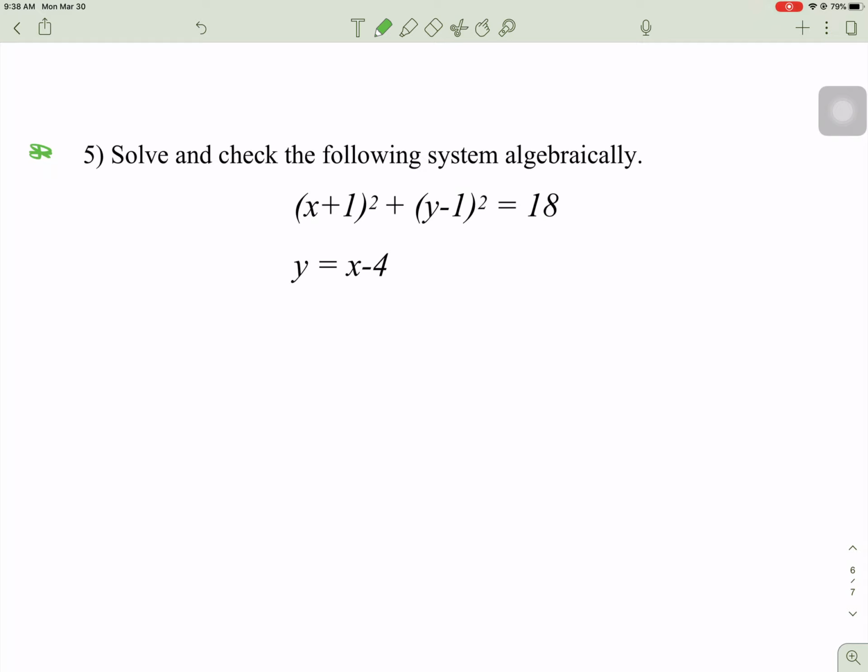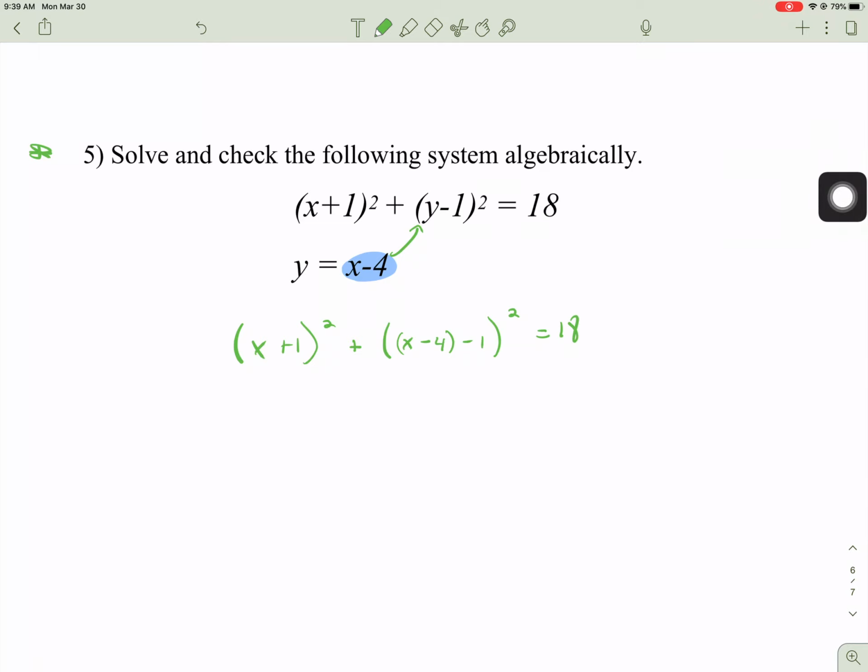So what am I going to use here, substitution or elimination? Well, I see y equals, so you should be thinking substitution. What does y equal? x minus 4. So wherever we see a y, we should put x minus 4. So we get (x plus 1) squared plus (x minus 4 minus 1) squared equals 18. All I did was place x minus 4 there.